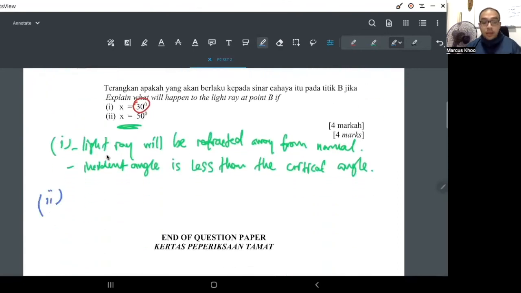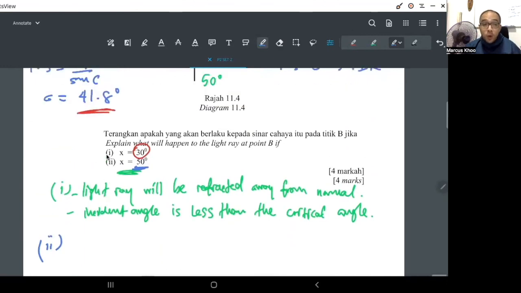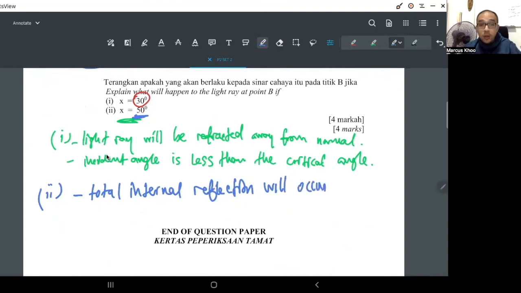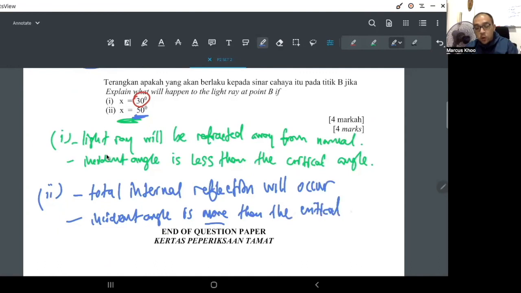So the second one, the incident angle is now 50, which is more than the critical angle. So what will happen? Total internal reflection will occur. Okay, why? Because the incident angle is more than the critical angle. Quite an easy 4 marks, actually. Okay, all you have to remember is just the 3 conditions. If it is less than the critical angle, more than the critical angle, same as the critical angle.